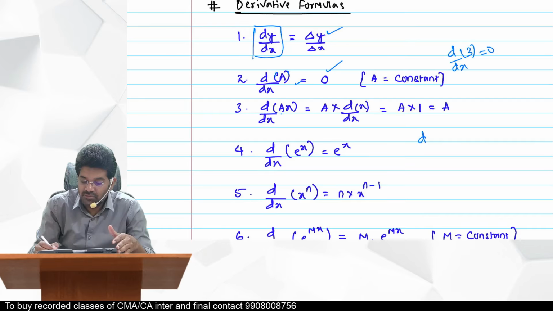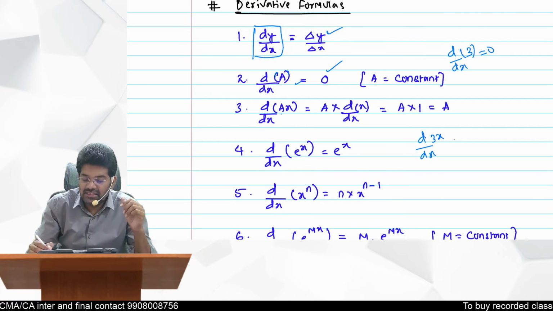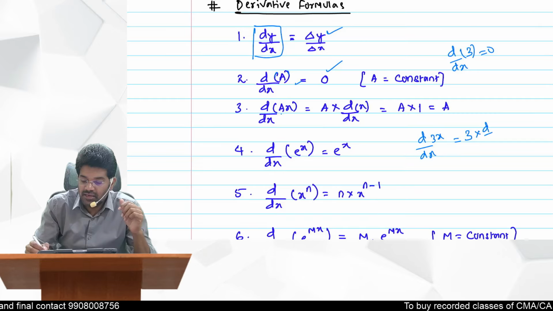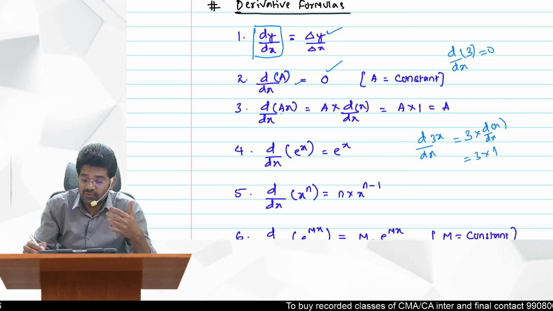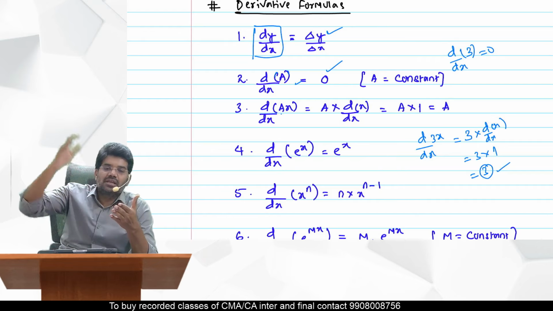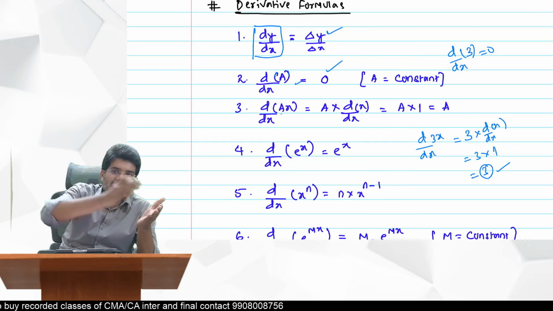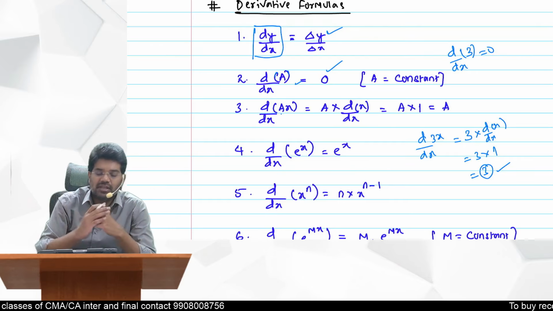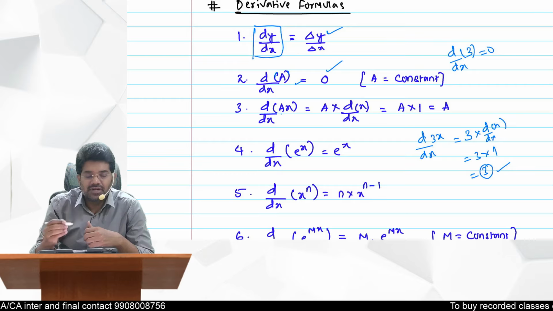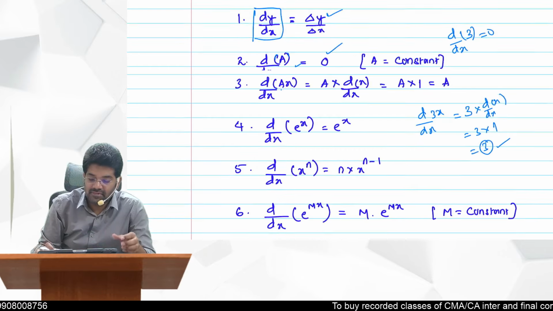Say, for example, d by dx of 3x. The answer for this is 3 into d by dx of x. So 3 into d by dx of x, where d by dx of x is 1. So 3 is the answer for this. Whenever a constant is with another input value, you separate the constant and then take the differentiation of the other variable. So differentiation of ax is a into d by dx of x.